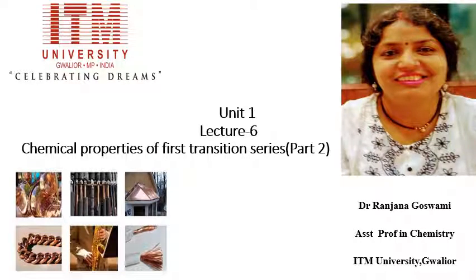Welcome to another lecture in Unit 1, Chemical Properties of the First Transition Series, Part 2. This is lecture number 6. We have discussed the first part of the chemical properties of the first transition series, in which the complex tendency, the colored ions and the relative stability of the oxidation state we have discussed.